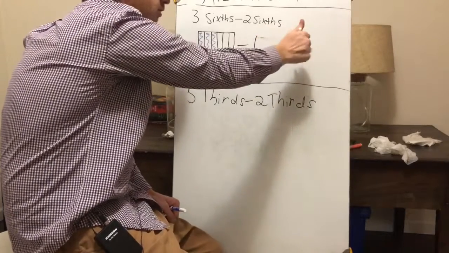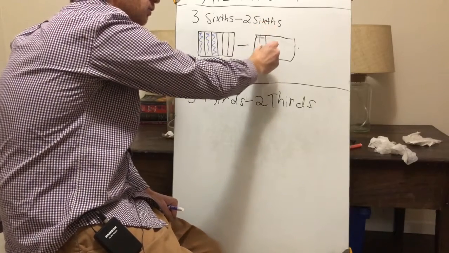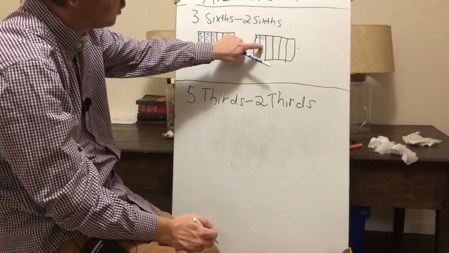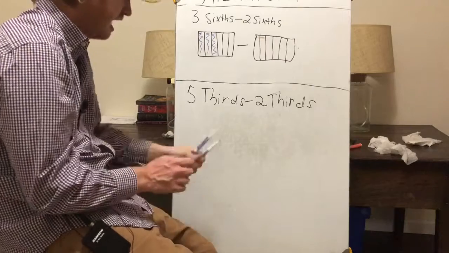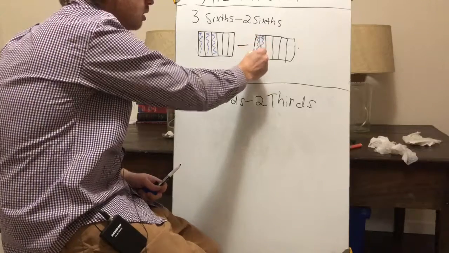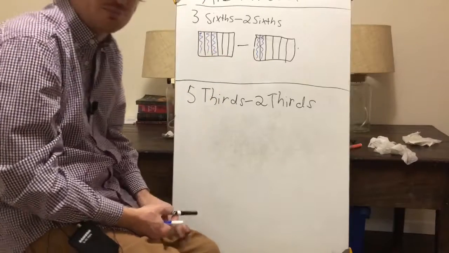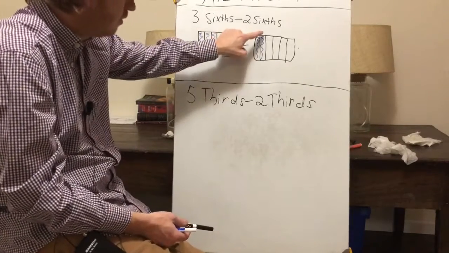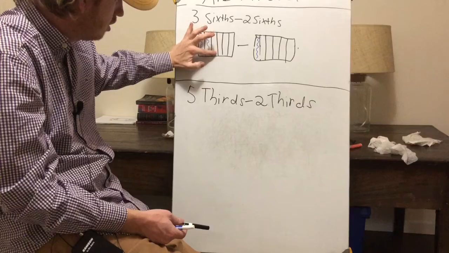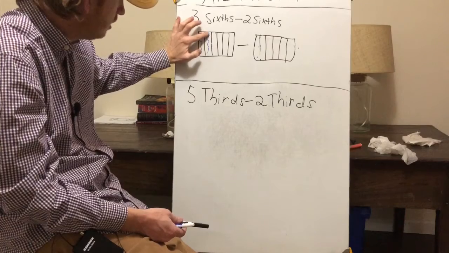Let's make that a little better. 1, 2, 3, 4, 5, giving me 1, 2, 3, 4, 5, 6. And I'm going to shade in 2. So from there, we can use our area models to come up with the answer. What I'm going to do is, we have a sixth here, and a sixth here. A sixth here, and a sixth here.